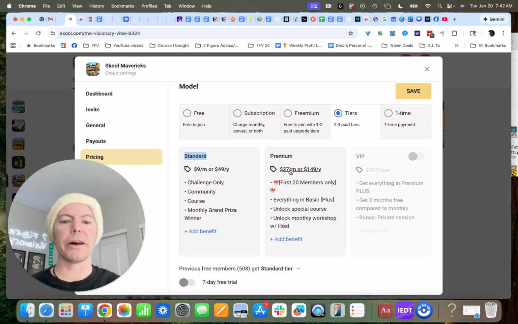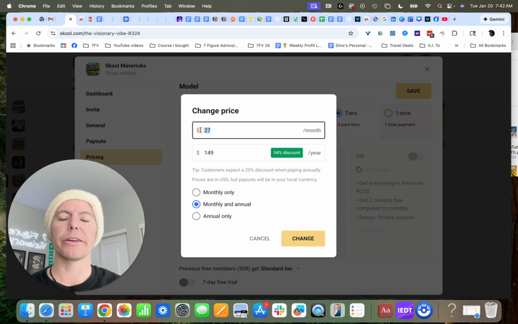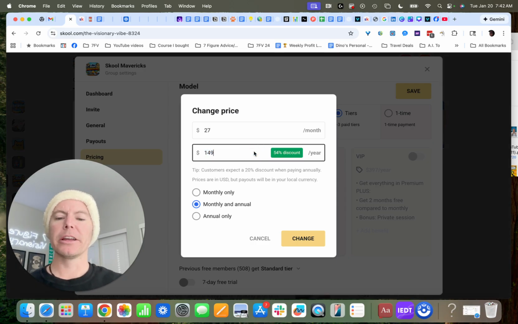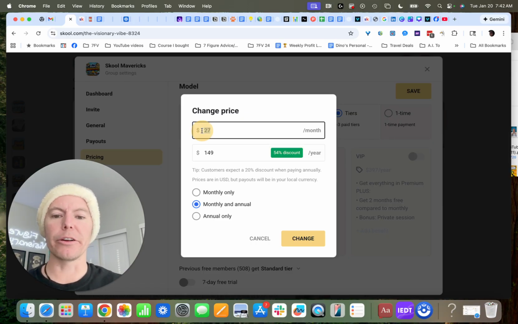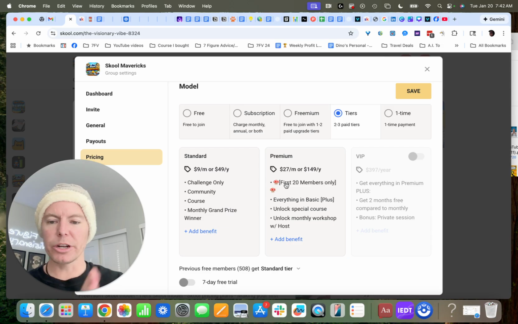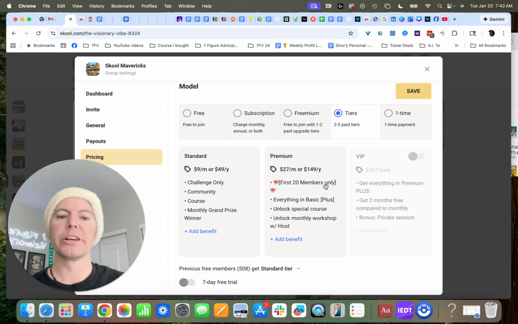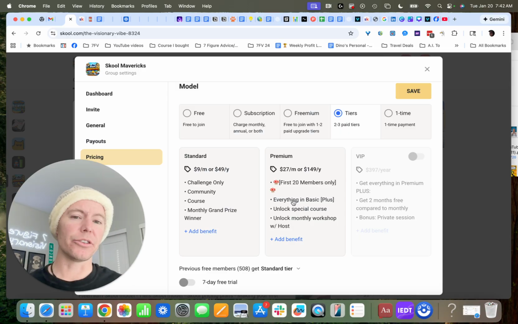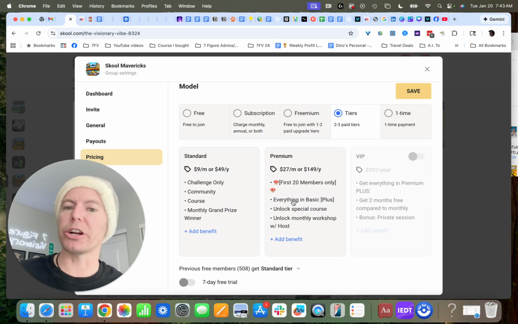All right, now at your premium level, you might do something like this. Again, pricing-wise, I really like this. $27 a month or $149 for the year. Again, it's over that 50% discount to do annual, which encourages the right individuals to do annual, but otherwise still very affordable at $27 per month. All right, and at the premium level, again, we're going to shift everything down. So first 20 members are going to get this deal before the price otherwise increases. And otherwise at the premium level, they're getting everything in basic or the standard level, and they might unlock an additional course and some additional monthly workshops with you.